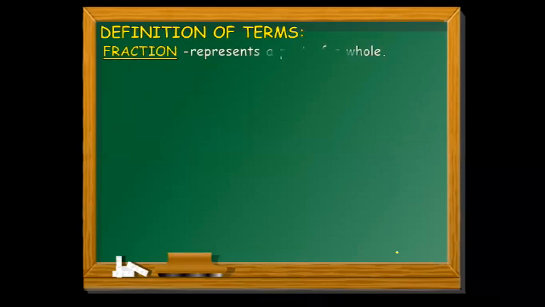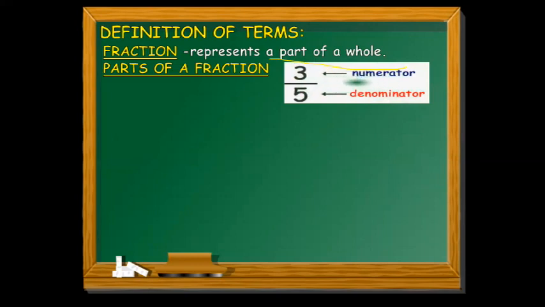So first one, we have fraction. Fraction represents a part of a whole. Ano ba itsura ng fraction? So we have the parts of a fraction. This is what we call the proper fraction. So yung nasa taas, that's what we call numerator. And then yung nasa baba naman, that's what we call the denominator. Okay, para aware tayo, ano ba yung nasa taas, ano ba yung nasa baba. So these are the parts of a fraction.